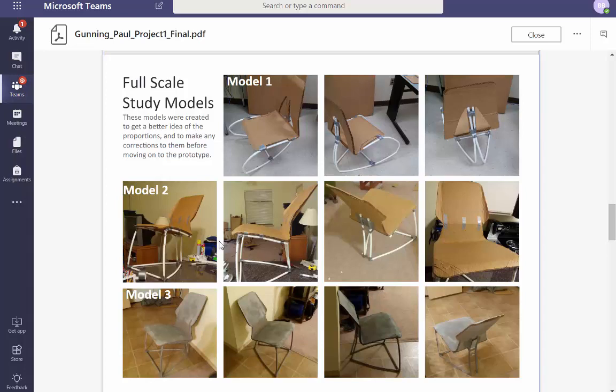But for these, they're just images. They're not really showing off anything. I don't mind how you do model 1, model 2, model 3. I wish you would introduce that idea earlier.